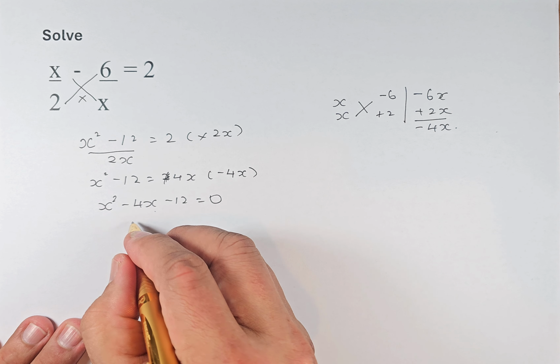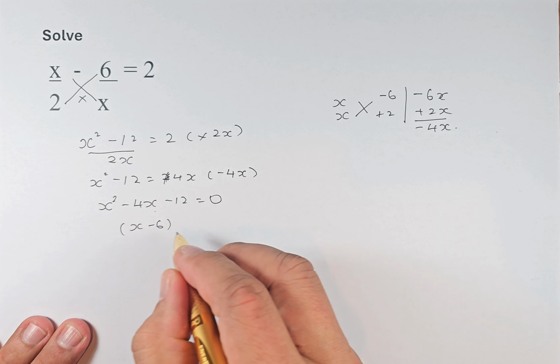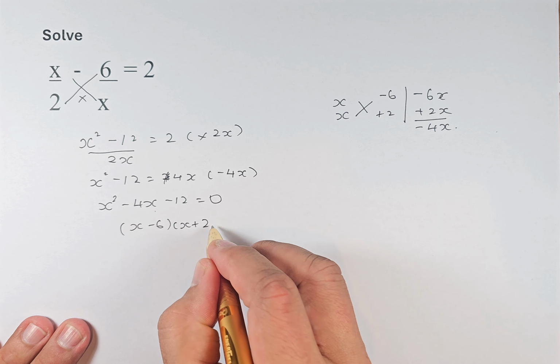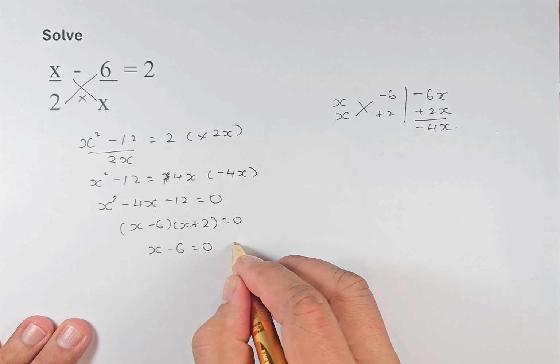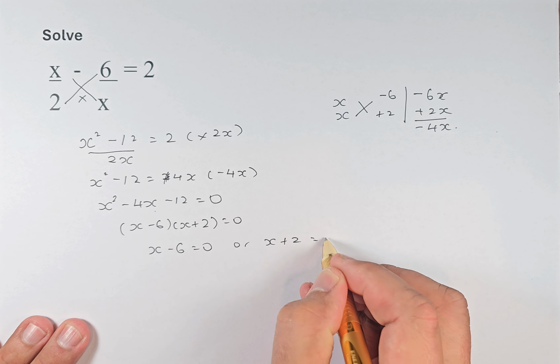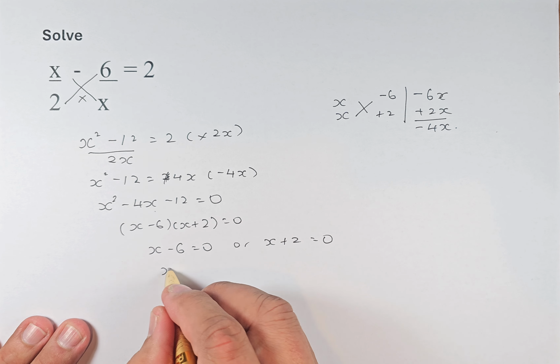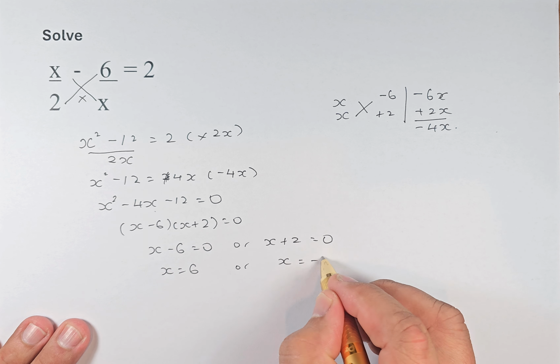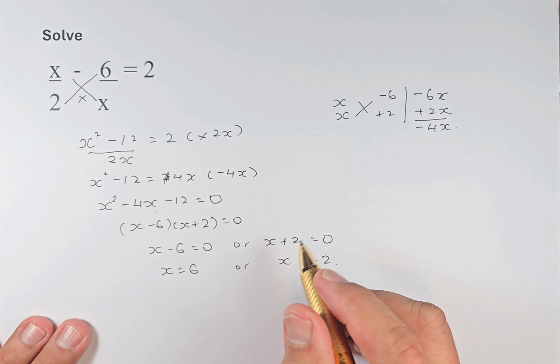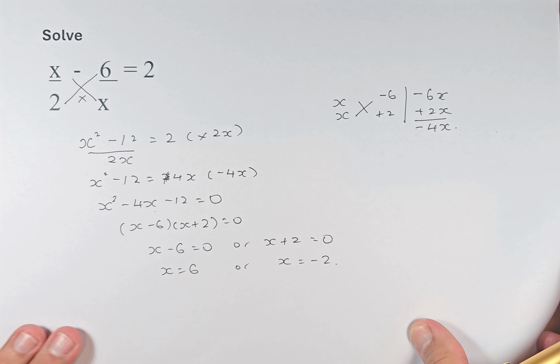So the answer is going to be x minus 6, x plus 2 equal to 0. And to solve it, x minus 6 equal to 0, or x plus 2 equal to 0. And then you plus 6 on both sides, so x equals 6. Or you minus 2 on both sides, x equals minus 2. So that's the first equation. And now we're going to solve the second equation.